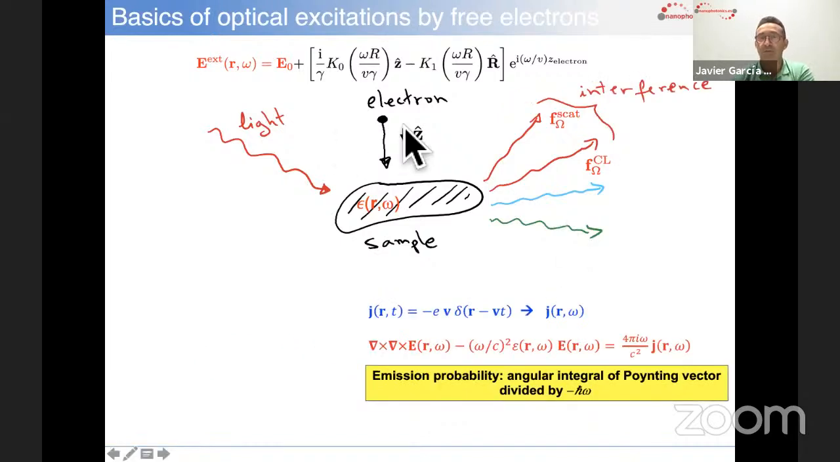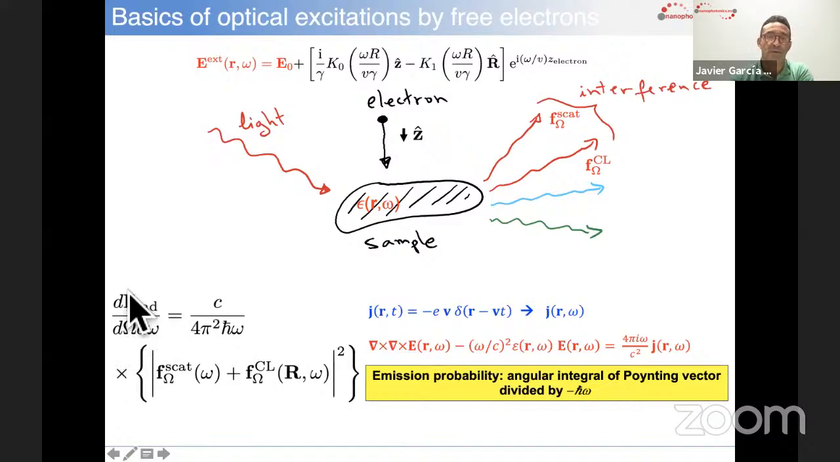And a way of treating this: you have an electron that is a point charge. So the classical electron for now is, again, you have a certain current. You have also the external field of the light. You solve your Maxwell's equations, and you end up with the photon emission probability as a function of the frequency, also as a function of the direction of emission. That involves the coherent superposition of the scattering amplitudes associated with the scattering of light and also with the cathodoluminescence emission by the electron. Okay, so that's this expression.